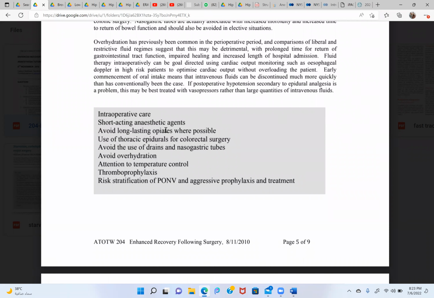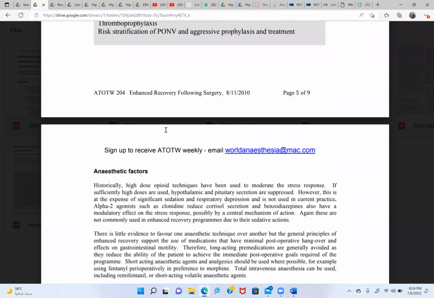Thromboprophylaxis and risk stratification of PONV, because you will be surprised, PONV is one of the things which will lead to prolonged hospital stay. So that's why they are focusing on it.